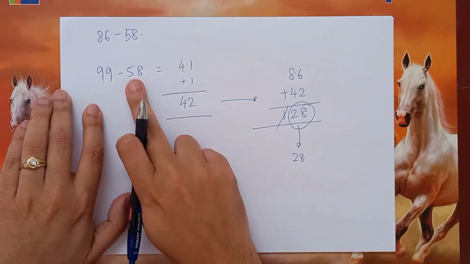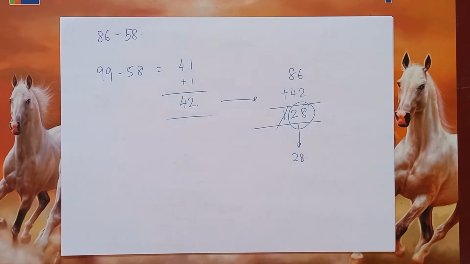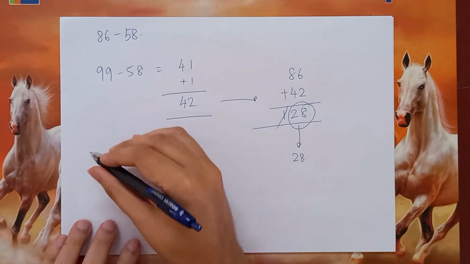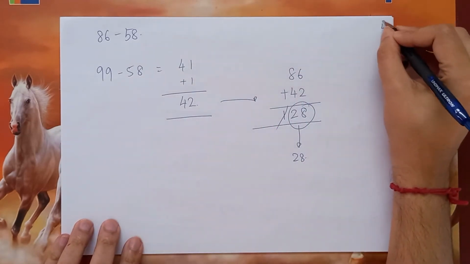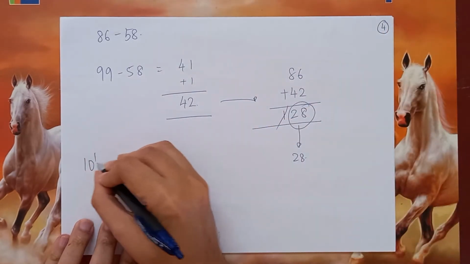This technique, where we are following largely the same steps as that of the 9's complement method, but we are adding the 1 beforehand rather than at the end, is called the 10's complement technique.